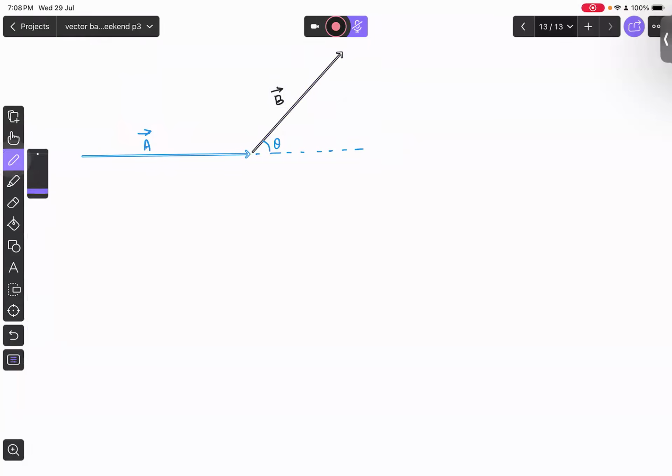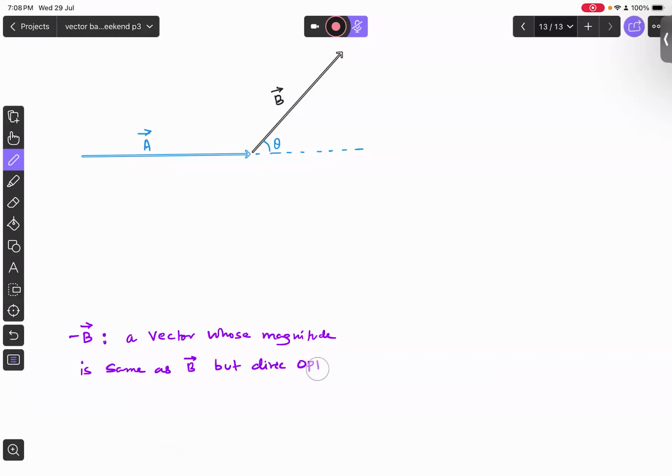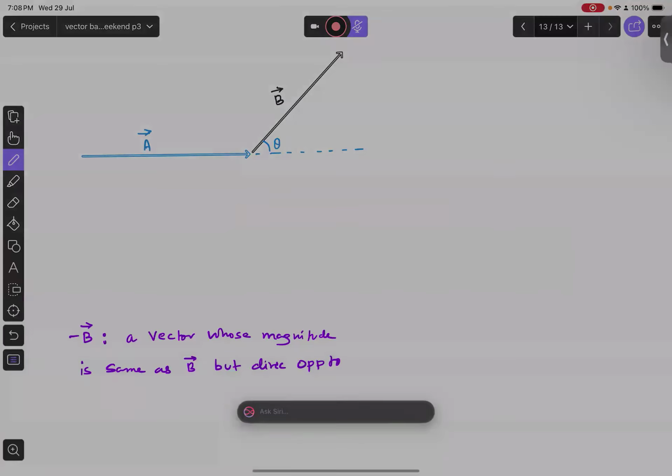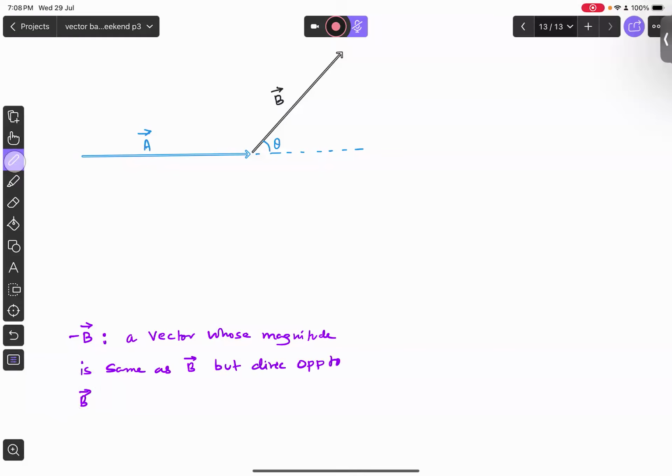So if I write minus B, it means we are talking about a totally new vector whose magnitude is the same as B, but direction opposite to B. So in this figure, you can tell the angle between A and B is this one. Then what will be the angle between A and minus B?